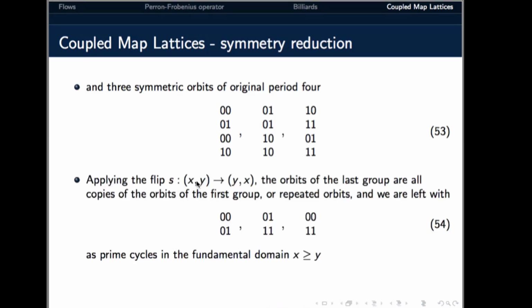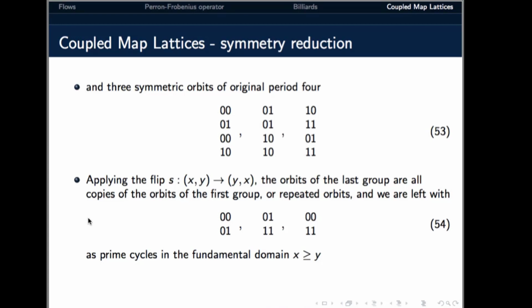So how do we reduce them? By applying the flip of xy to yx. The orbits of the last group are all copies of the orbits of the first group, or repeated orbits, and we're left with only these 3 orbits. So that's why reducing to the fundamental domain is advantageous, because we're left with fewer orbits, and somehow they should be more meaningful, and that will translate into accelerating the convergence of the zeta function, which is what we use to determine the spectrum of the evolution operator.